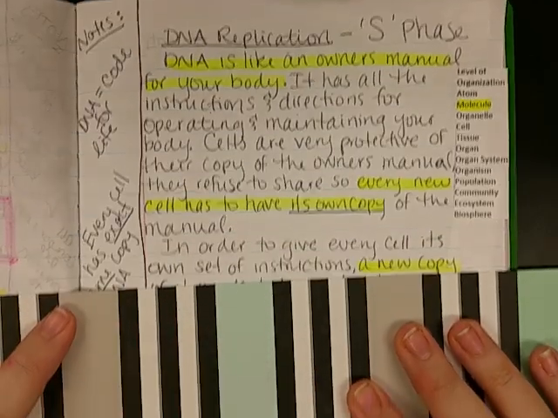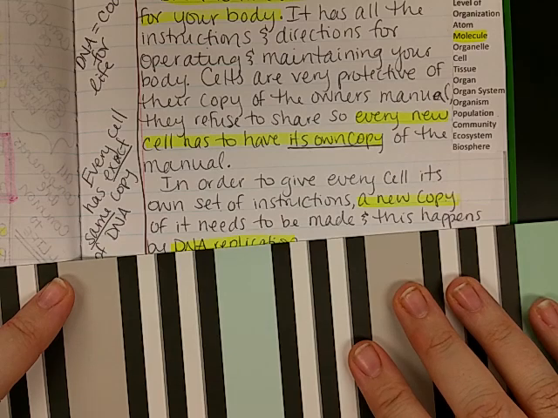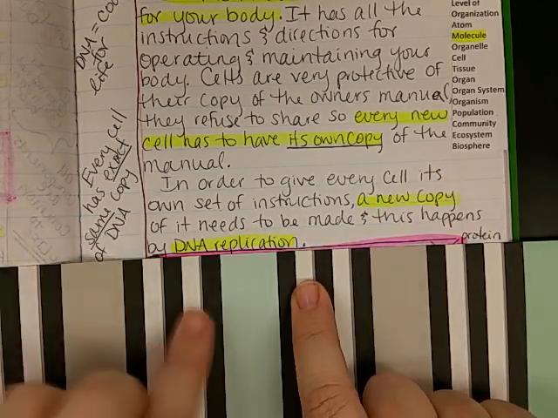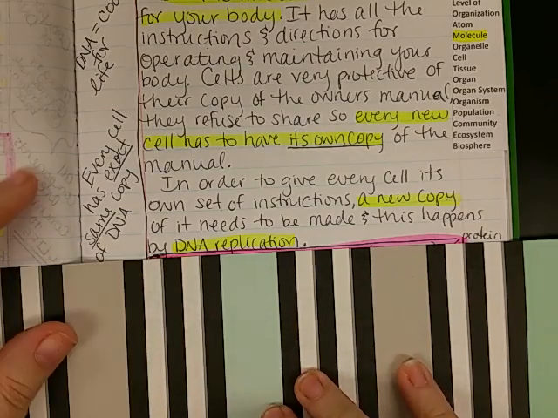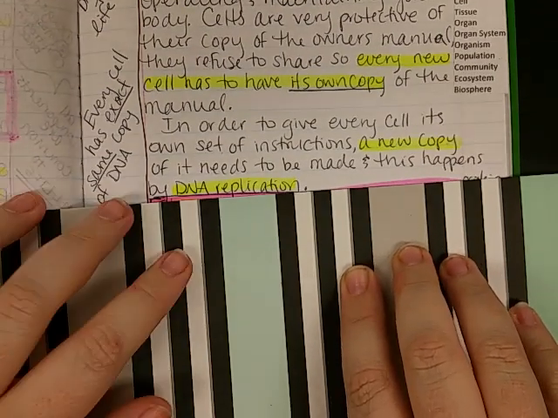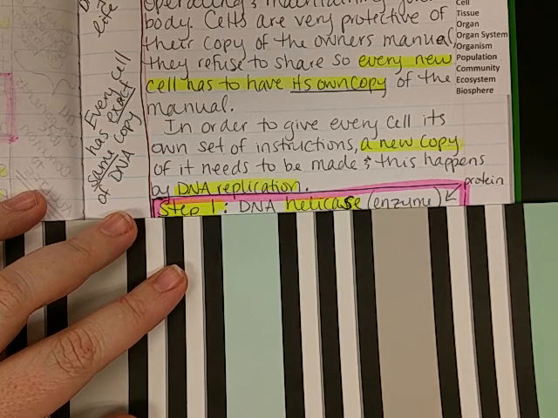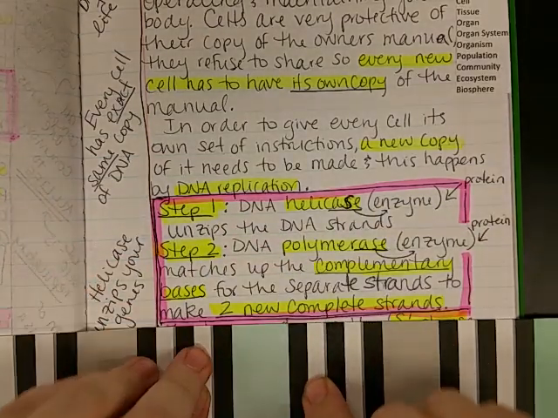Okay, in order to give every cell its own set of instructions, a new copy has to be made. And this is what happens in DNA replication. Okay, so replication means to make a copy. And before cells can divide, they have to make a double copy of DNA so that the new cell has its own set. Okay, there are two steps.